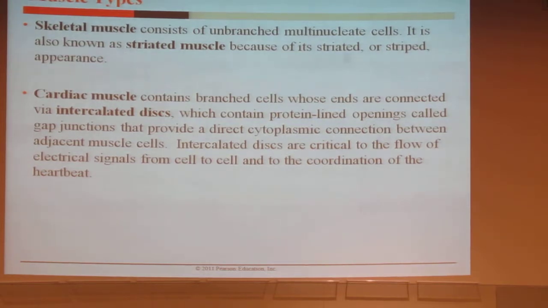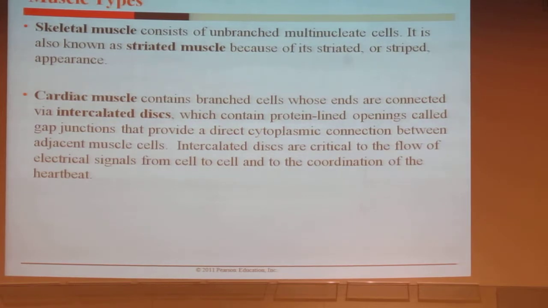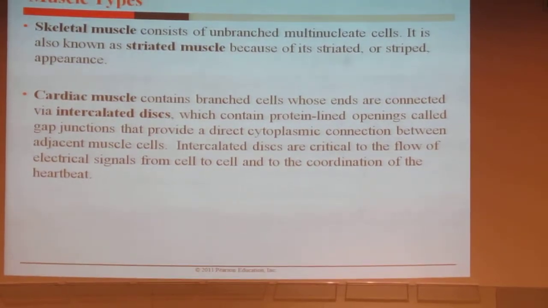How many can generate their own action potential? Without receiving an action potential from your nerves. How many? There are only two. What are they? Cardiac and your smooth. Remember, skeletal muscle does nothing unless stimulated by what? Your nervous system.